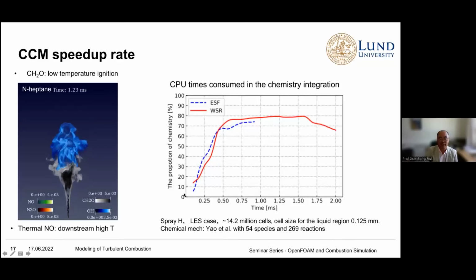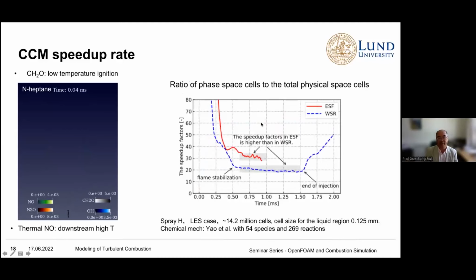Initially, before ignition, the chemistry time, of course, is very low. But during the stationary flame stage, using a mechanism of 54 species, 269 reactions, roughly 70–80% of the time is actually for the chemistry integration. Here shows 2 models: WSR, well-stirred reactor, and stochastic fields method. This justifies the use of CCM.